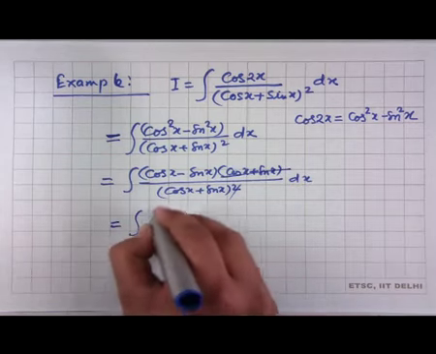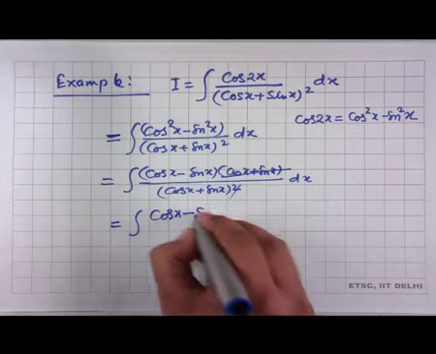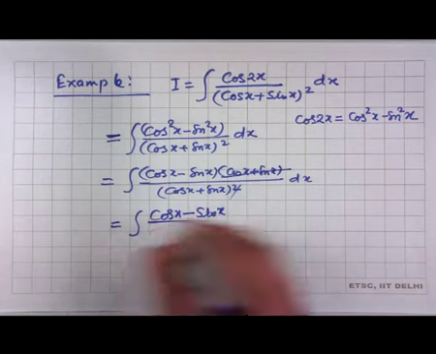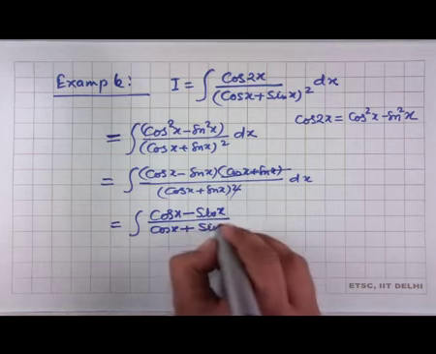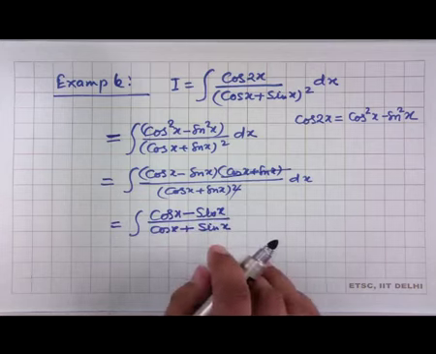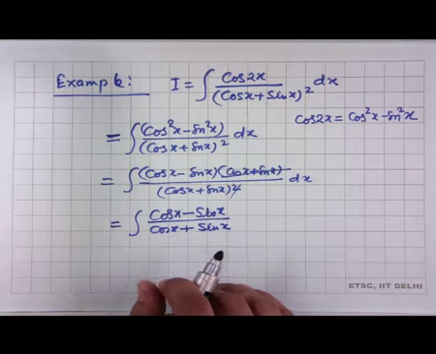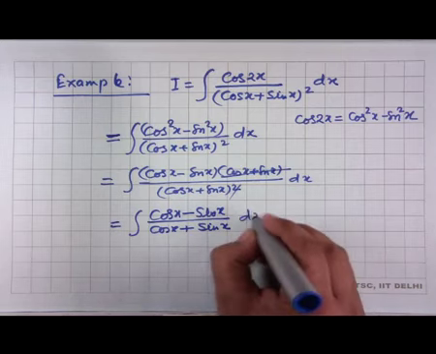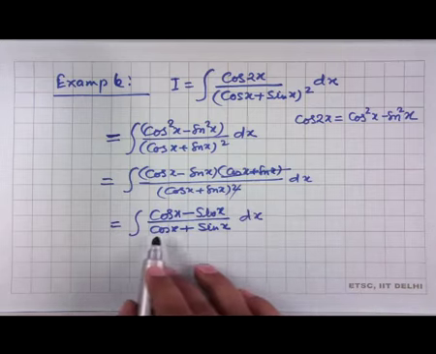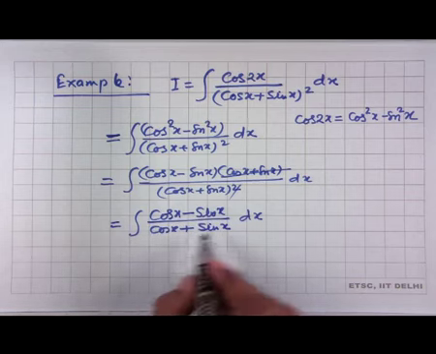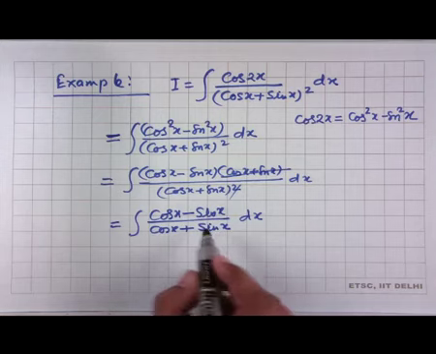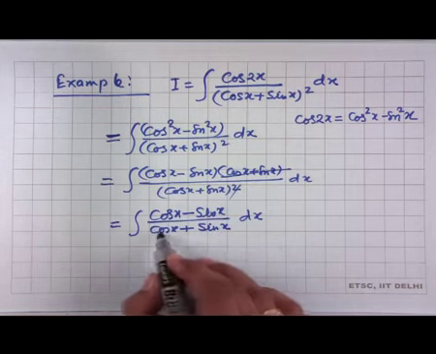So, I am left with (cos x minus sin x) over (cos x plus sin x). This integral can be easily evaluated. If I look carefully at what is the denominator and what is the numerator, the denominator has functions sin x and cos x. Sin x has derivative cos x, and cos x has derivative minus sin x.